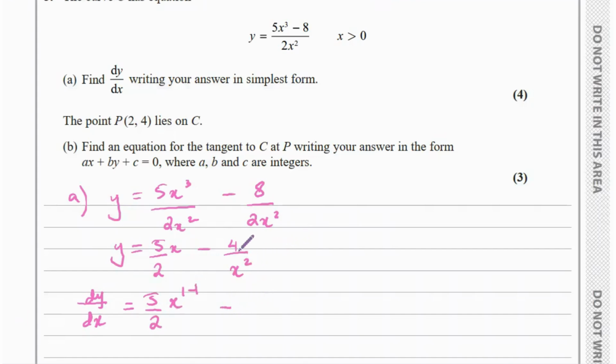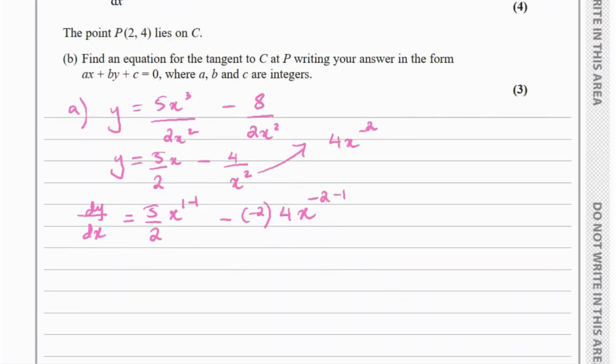Over here, if we rewrite this, it is going to be 4 times x to the power of negative 2. So you bring the negative 2 power down, multiply it by 4, and we subtract 1 from negative 2. So that's 5 over 2 because 1 minus 1 is 0, and x to the power of 0 is 1. So it's just 5 over 2 plus 8 x to the power of negative 3. You can rewrite this as a positive exponent as well, or leave it as it is. This is your differentiation for the given equation.